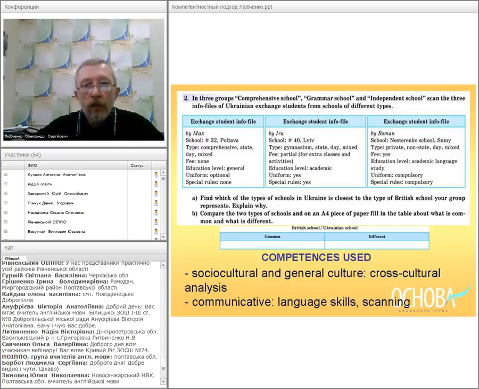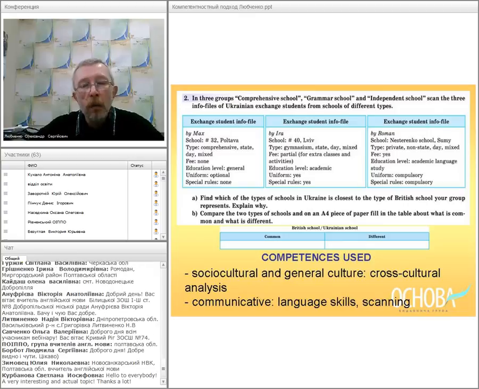Yeah, and here we have three probable exchange students, and we have to assign the properties of a certain type of school to the exchange students that are given, the information given in the textbook. And that means that they have to use their abilities to analyze the information, to make conclusions, and to make some cross-cultural analysis, as well as develop their communicative skills, because they have to discuss that, and the skills of reading, about scanning for information.